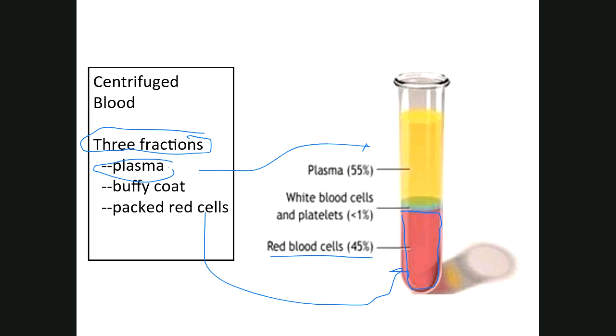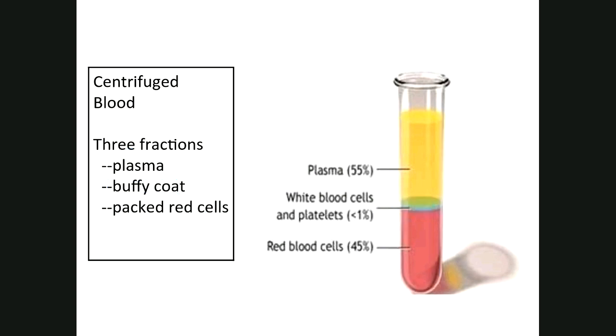There are no cells in it. That doesn't mean there's not other stuff in it. There's a lot of stuff in there, but no cells. So our red blood cells are down here, and our plasma's up here. What's left is this little bitty layer in the middle, which is called the buffy coat. The buffy coat is where the white blood cells and the platelets are. You can see how many more red blood cells there are than white blood cells and platelets just by looking at it. You can see this with your naked eye. You don't need a microscope.